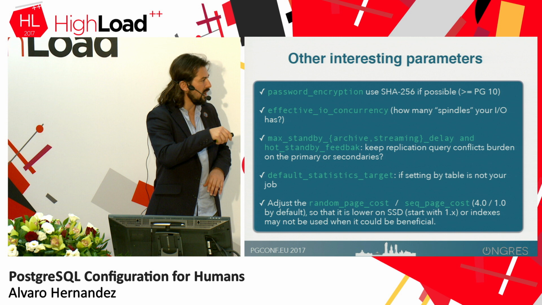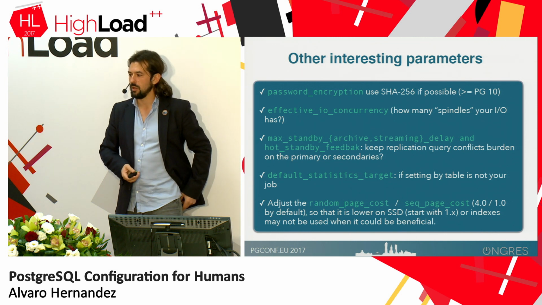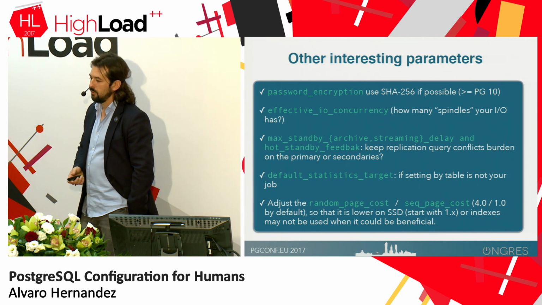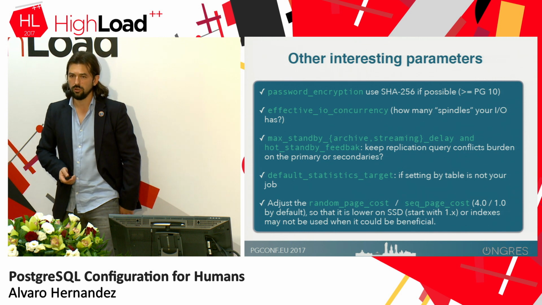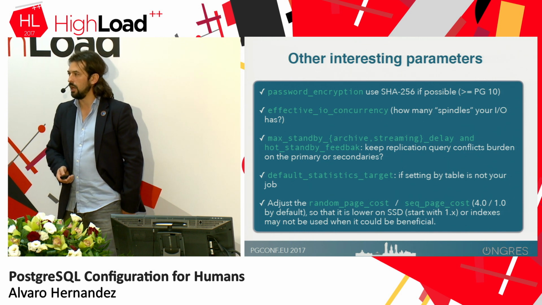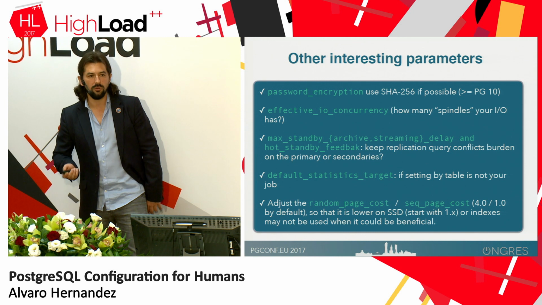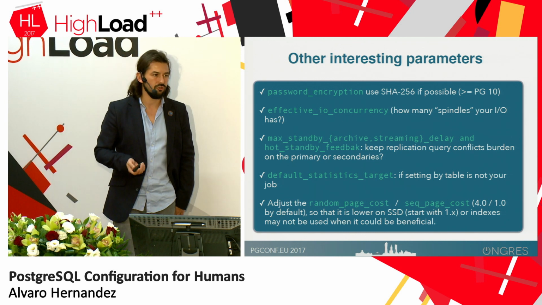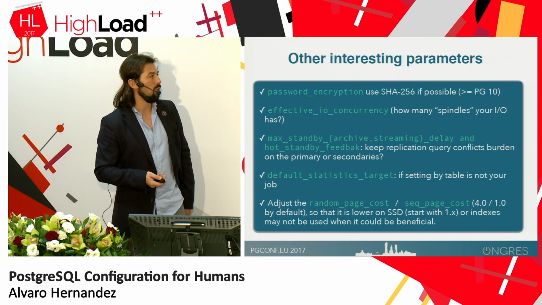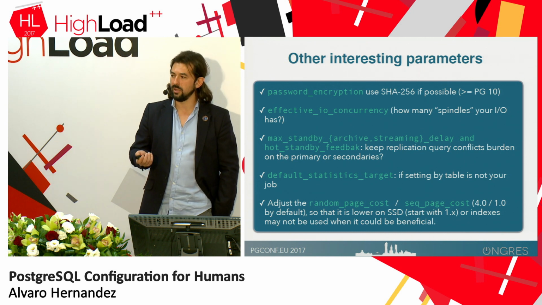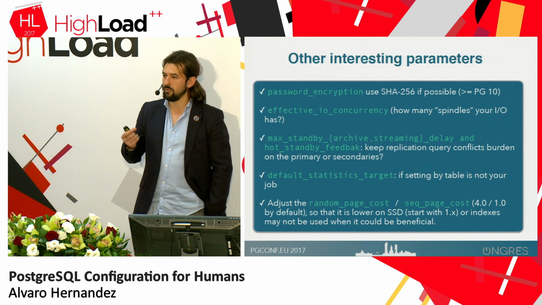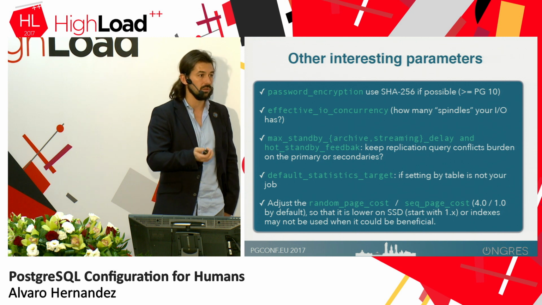And this ratio is very important, especially if you're using SSD disks. The random page cost and the sequential page cost. These are absolute parameters on an abstract unit. It's just a relative measure between them, and it basically says how much more expensive it is to read a page from a random area than from a sequential read.